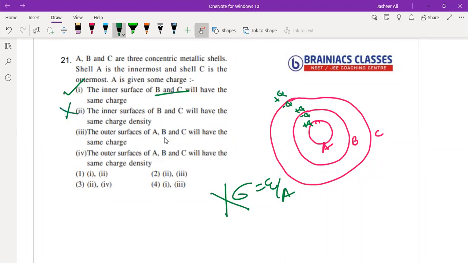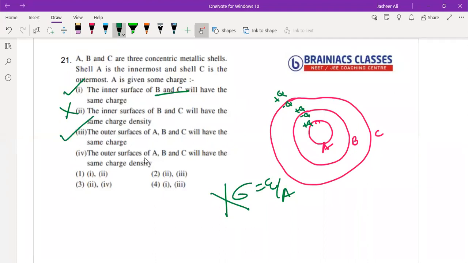Third one: outer surface of A, B, C will have the same charge. Is it right? Outer surface of A plus Q, outer surface of B plus Q, outer surface of C also plus Q. Yes, it's a correct statement.